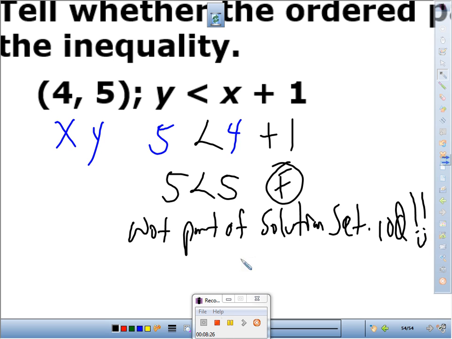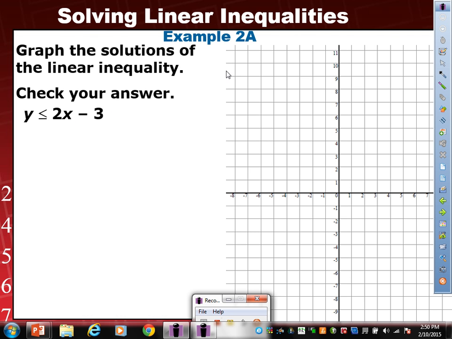So, with that said, we've got this, right? How to check without graphing. So now let's go to the graphing portion. In your big graph, I want you to copy this next example on the top left. Copy this one, example 2A, on the top left of your big graph paper.